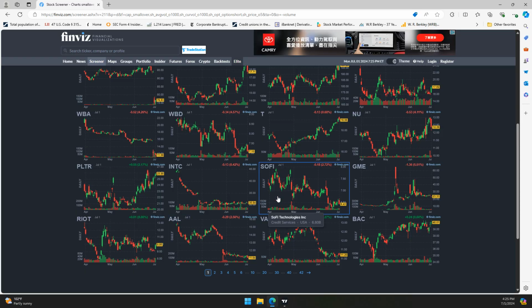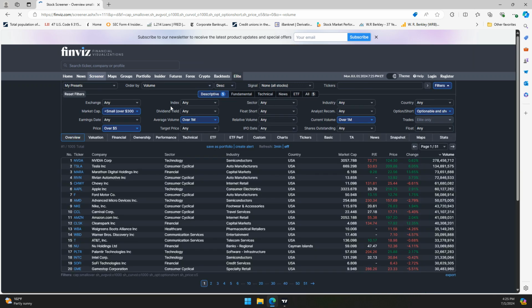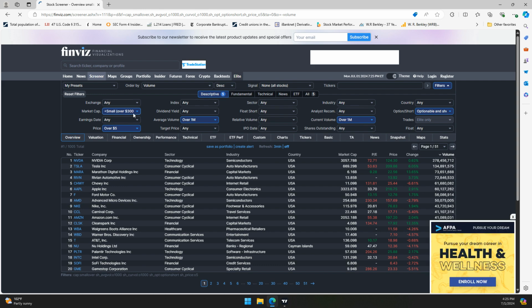So here is my scan on Finviz. It's fairly simple. I'll go to overview right here. For market cap, I have small plus, this is over 300 million. Price over $5, average volume over 1 million, current volume over 1 million, and then optionable and shortable. You don't really have this, it doesn't do much.